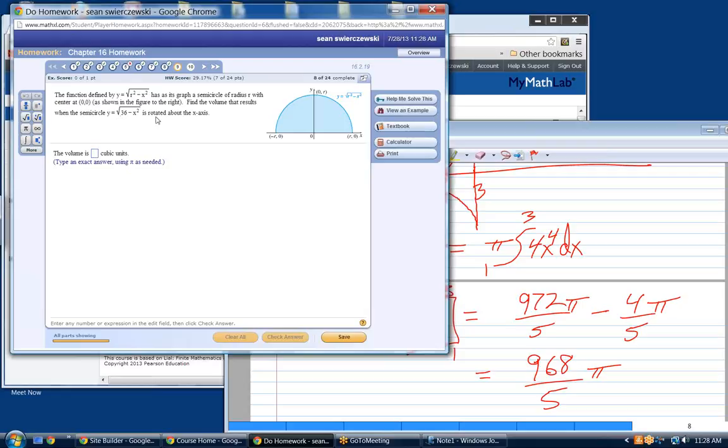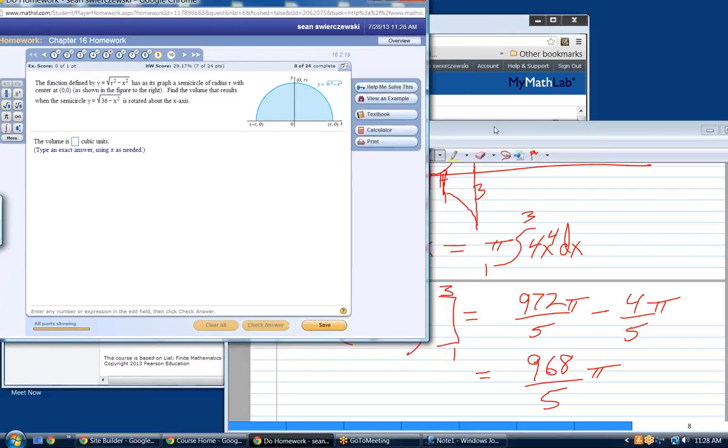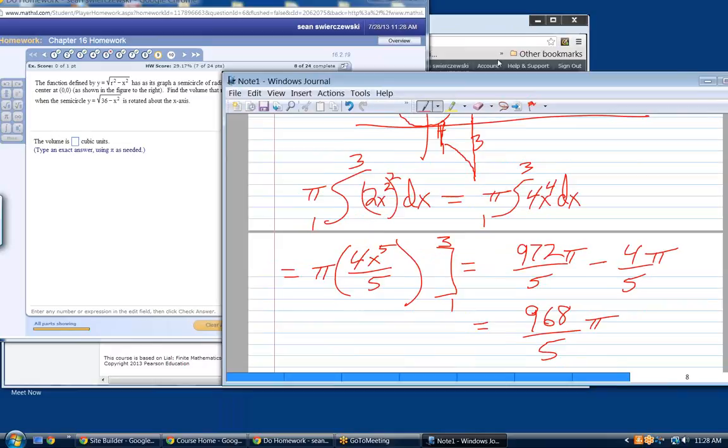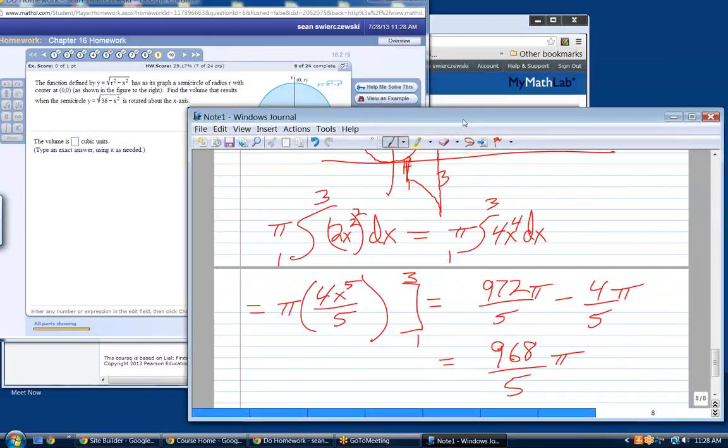So if we rotate this about the x-axis, we're going to get a sphere, right? So whatever volume we come up with better be the volume of a sphere with radius 6. So we have something to check it with. We're going to use calculus to do it.